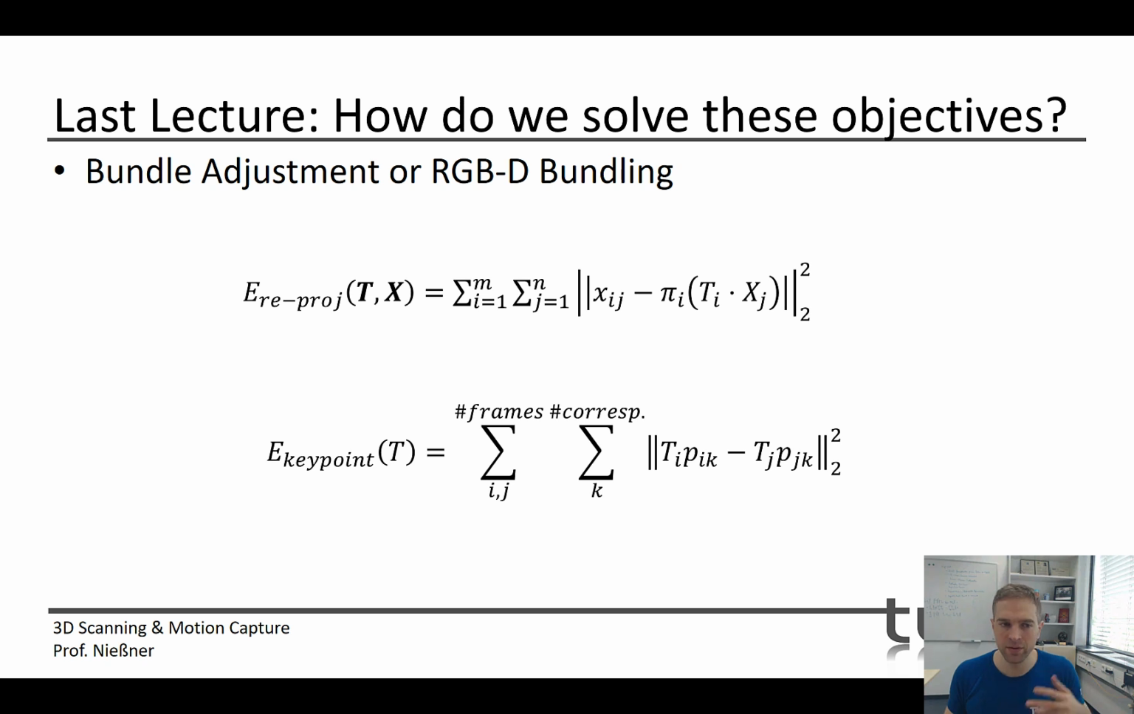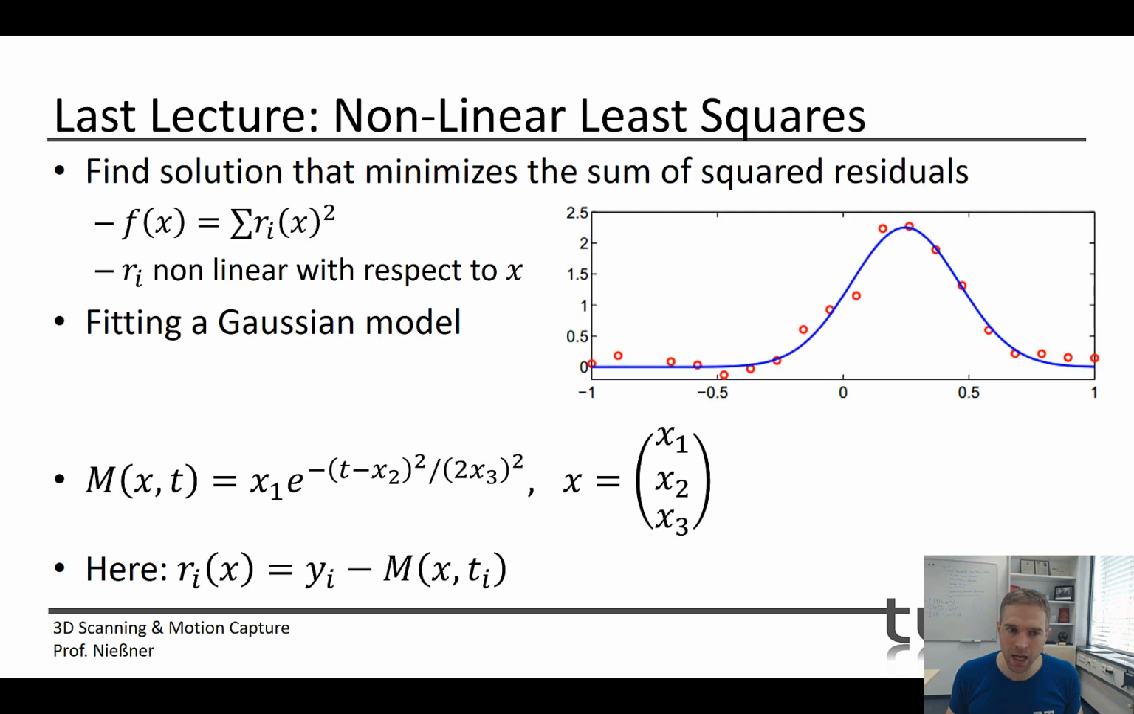Specifically, if you have reprojection errors or an RGBD bundling feature matching term, how to solve these. In the last lecture, we talked about nonlinear least squares, how these functions, or these energy terms, can be solved. So we talked about various solvers.